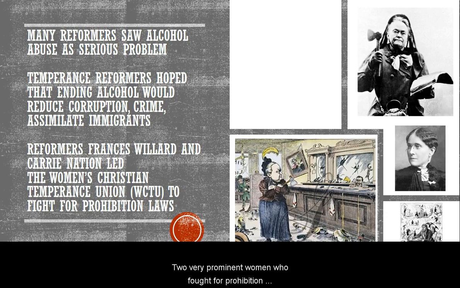Two very prominent women who fought for prohibition were Frances Willard and Carrie Nation. Carrie Nation actually is the woman in these pictures who has the axe, and she would go into bars and saloons and take her axe and just start breaking all the alcohol bottles to try to prevent the people from having alcohol.